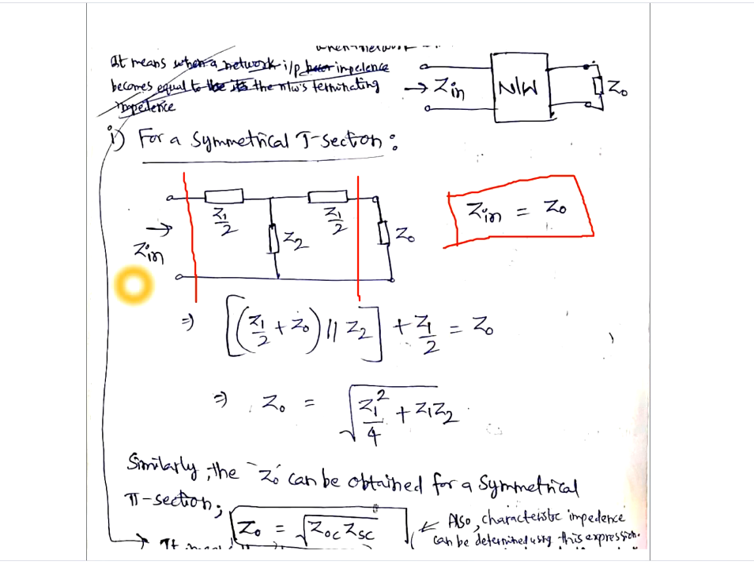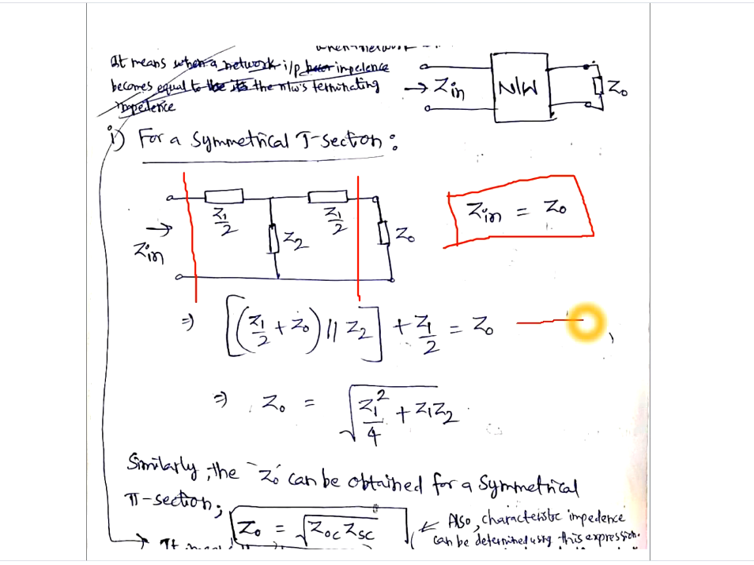So you can see that here. So what is Zin now? Zin is here: Z0 and Z1 by 2 are in series, that is in parallel with Z2, and that overall combination is in series with Z1 by 2. So that is what is written here, which is equal to Zin. Zin is nothing but Z0, so it is equated to Z0.